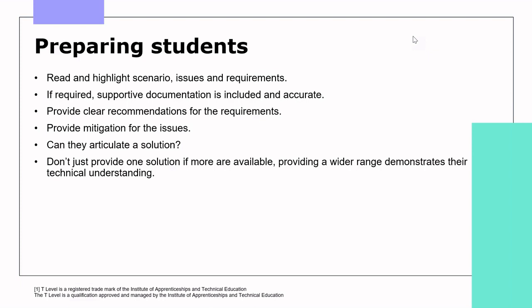Are they providing mitigation for the issue? There might be other things that students could highlight in the scenario that haven't been explicitly mentioned. So can they describe it? Can they explain what they mitigate and why they do it? For example, if all users had local rights, what would be the issues and how could they mitigate that? And can they articulate that solution?